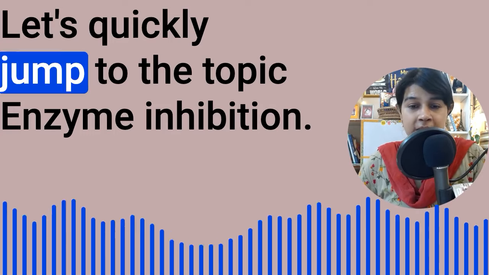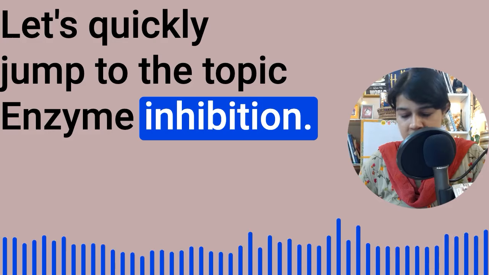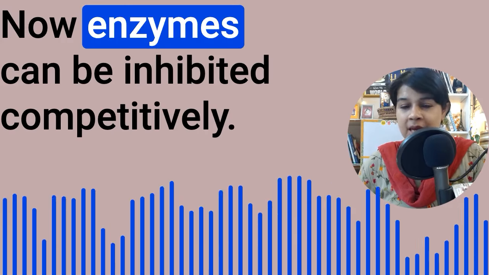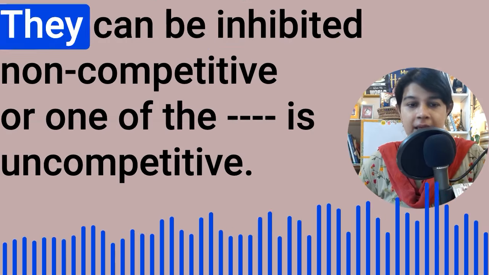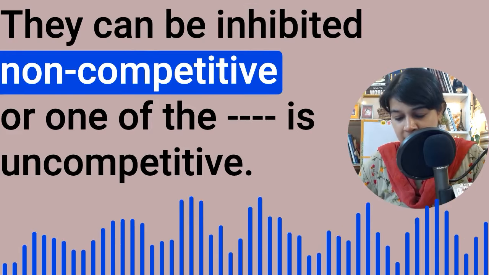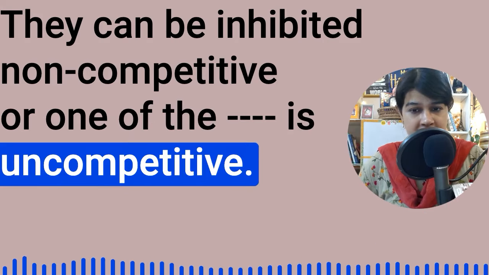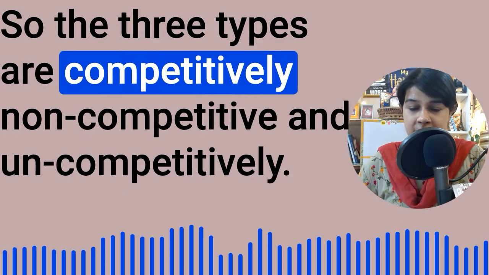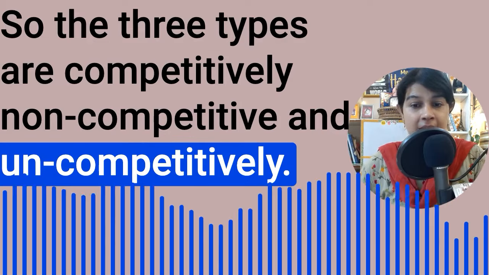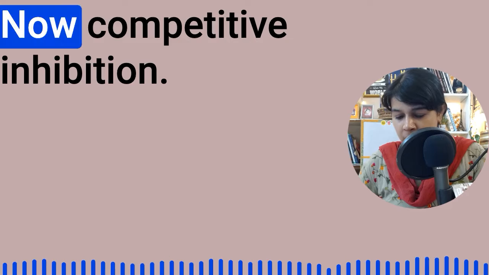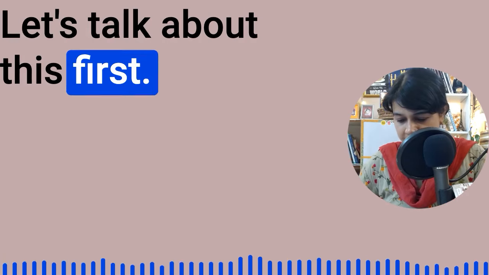Let's quickly jump to the topic enzyme inhibition. Now, enzymes can be inhibited competitively, they can be inhibited non-competitively, or one of the terms is uncompetitively. So, three terms: competitively, non-competitively, uncompetitively. Now, competitive inhibition, let's talk about this first.